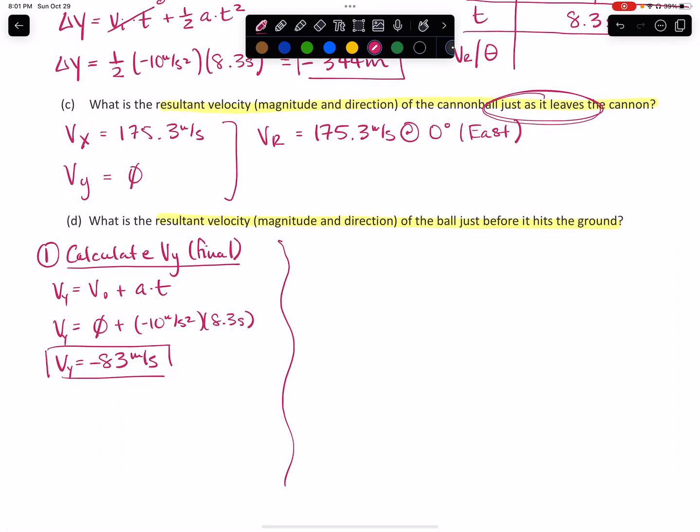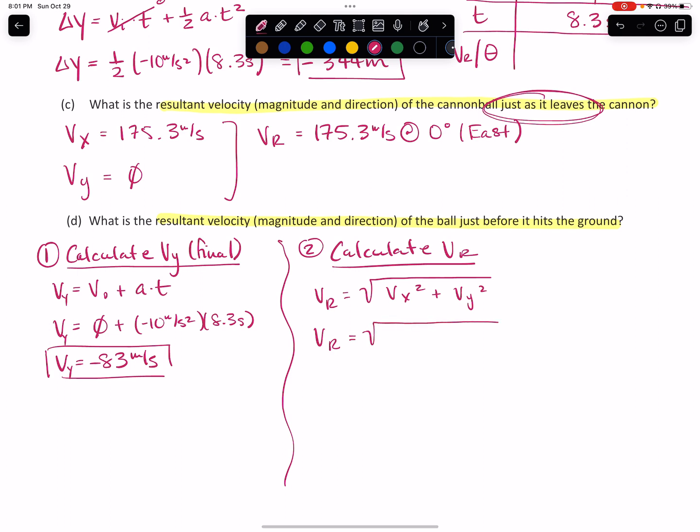Now to calculate the resultant, we're going to use Pythagorean's theorem: the horizontal velocity squared plus the vertical velocity squared. So V sub r is going to be equal to the square root of 175.3 meters per second squared plus negative 83 meters per second squared. Plug that into our calculator, and we have a magnitude here of 154.4 meters per second.